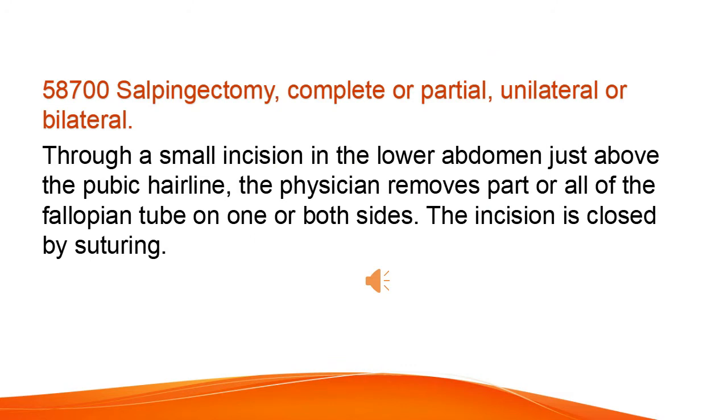Salpingectomy, complete or partial, unilateral or bilateral. Through a small incision in the lower abdomen just above the pubic hairline, the physician removes part or all of the fallopian tube on one or both sides. The incision is closed by suturing.